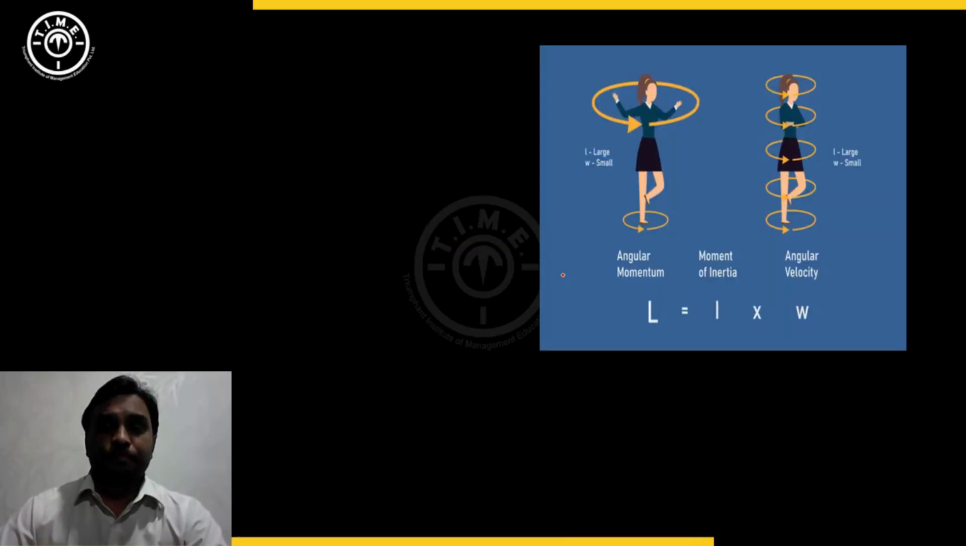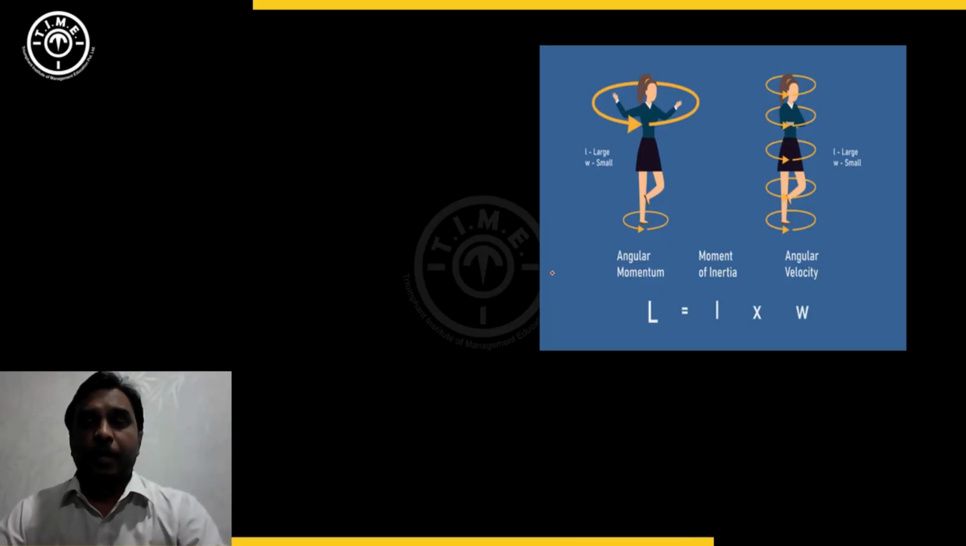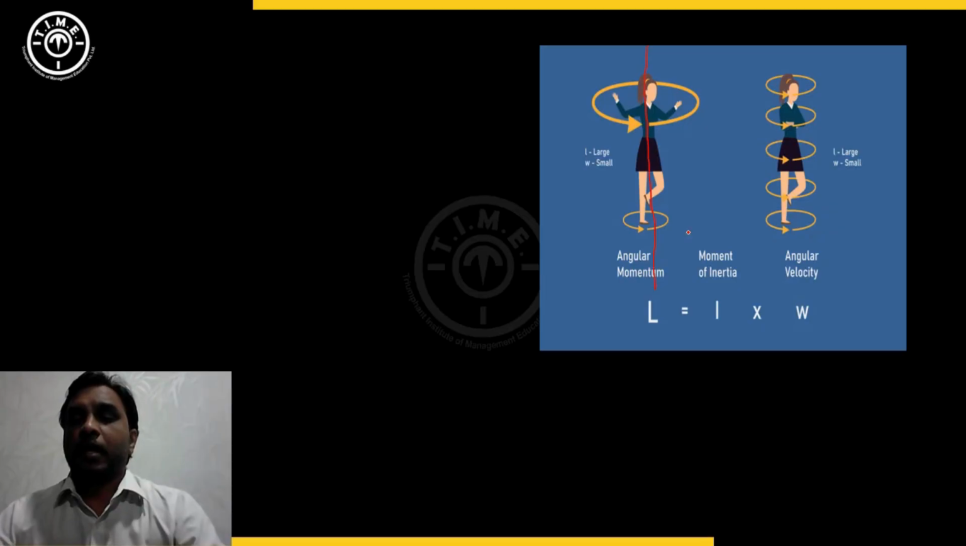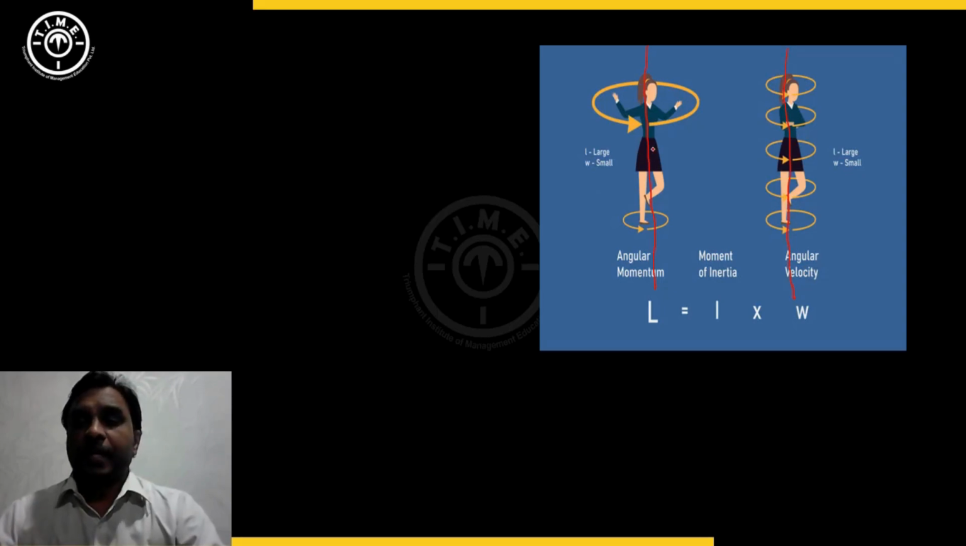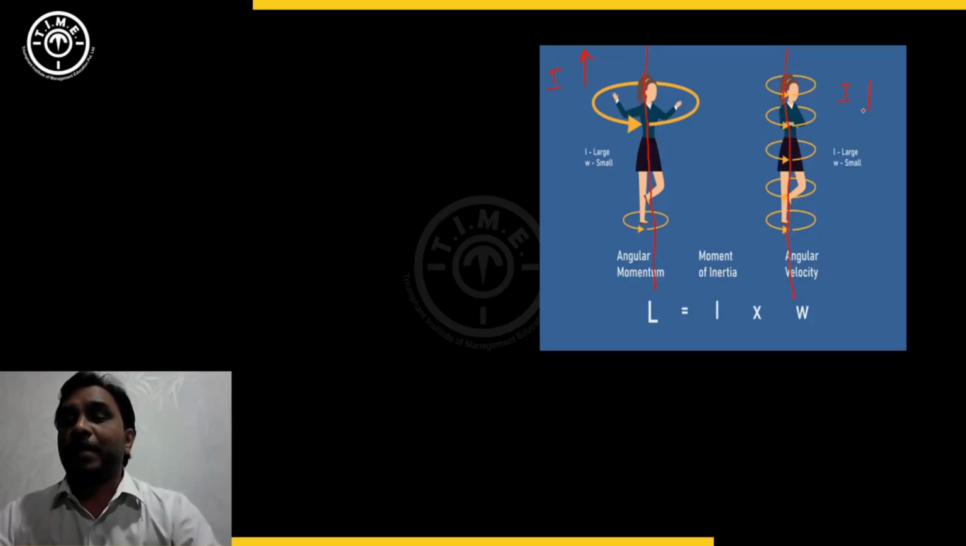This is one example before going to solve the problem. This is position 1, and this is position 2. In both cases, see the skater. Here hands are stretched out, here hands are folded. Here the moment of inertia will be more. In this case, the moment of inertia will be less.